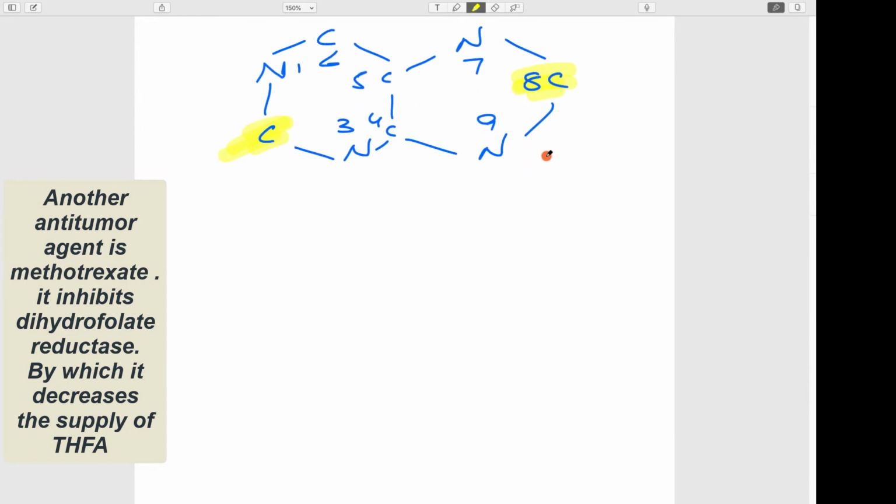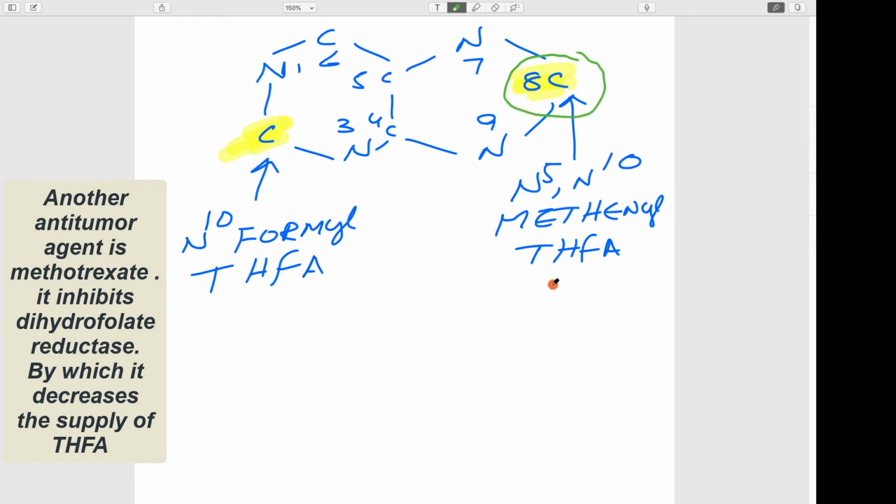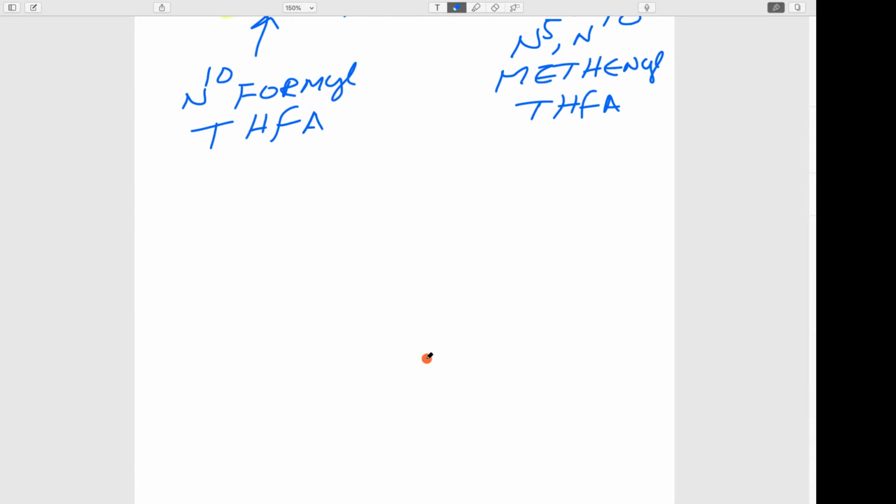Here, this is provided by N10 formyl THFA, and this is donated by N5, N10 methenyl THFA. There are some issues about this particular one: different books mention different sources for this C8. Some books mention N10 formyl THFA, some mention N5, N10 methenyl THFA. I have taken as reference Harper, where N5, N10 methenyl THFA is mentioned. The next one is N5 formyl THFA.